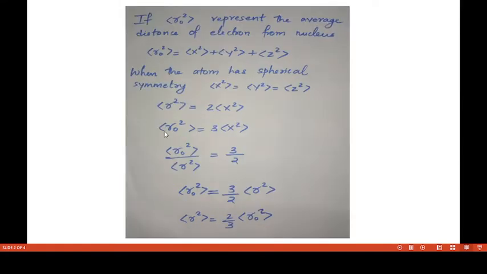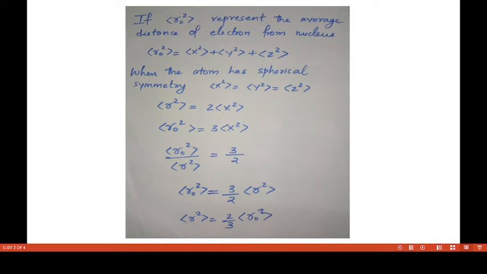Then similarly, average of r naught square can be written as 3 times average of x square, since there are 3 terms here and each of them are equal, considering the symmetry. And dividing these two equations, we will get average of r naught square upon average of r square equals 3 by 2. From this we can get average of r square as 2 by 3 times the average of r naught square.